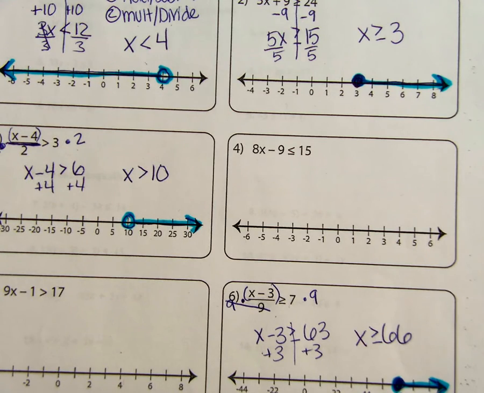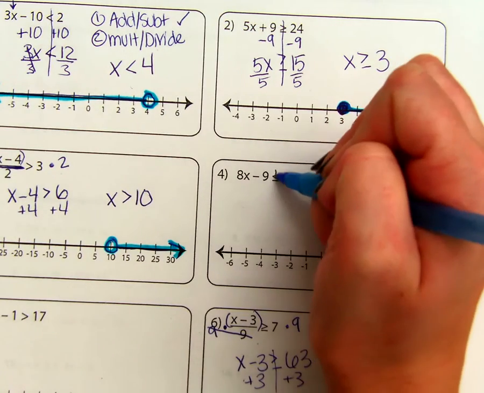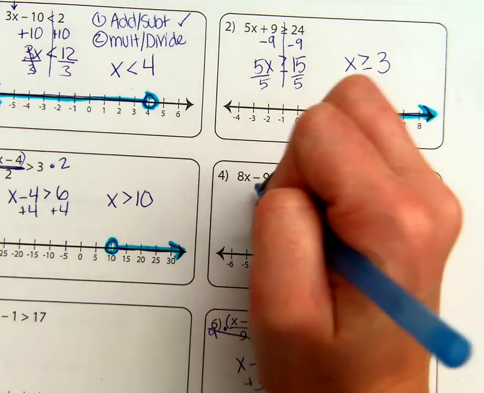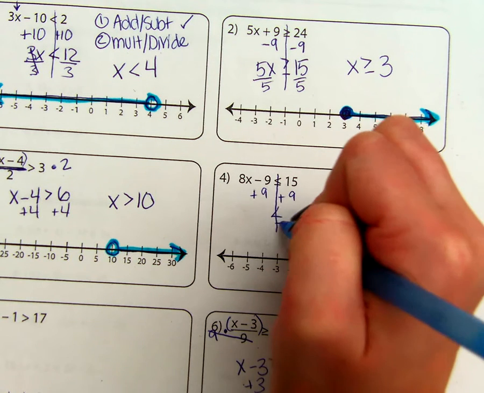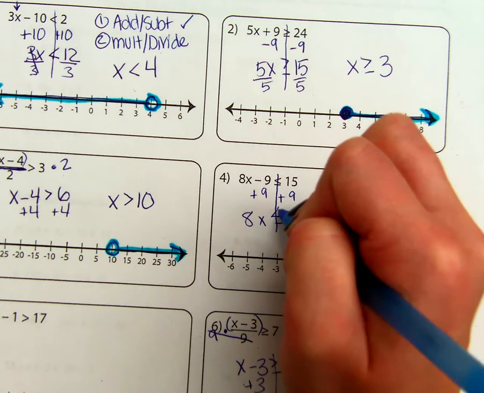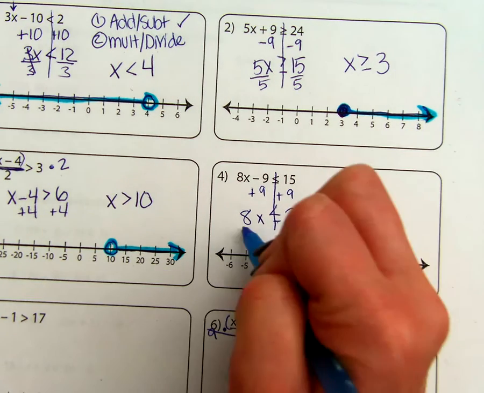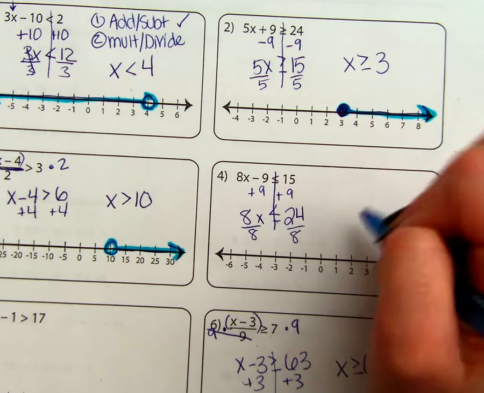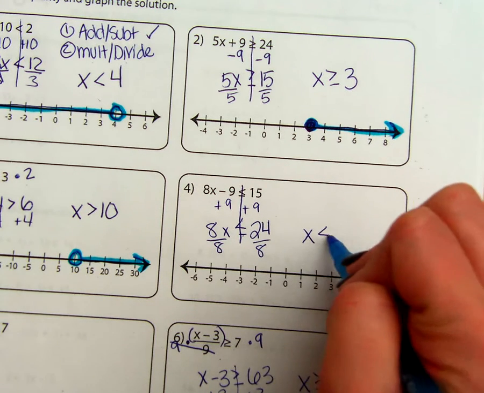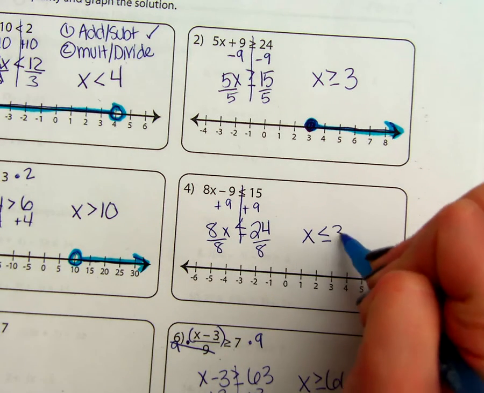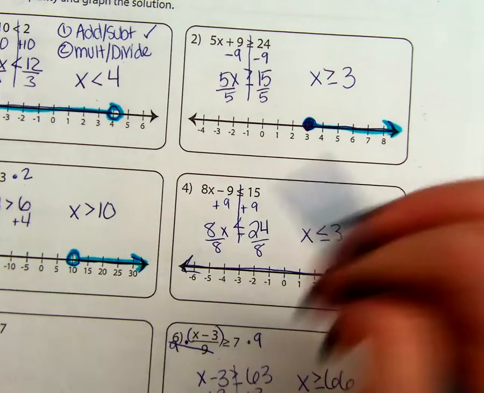Now that you have tried these on your own, we'll work through these together. In order to get the variable by itself, you must add 9 to both sides. You'll get 8x is less than or equal to 24. To get x by itself, you need to divide both sides by 8. X will then be less than or equal to 3. Closed circle to the left.